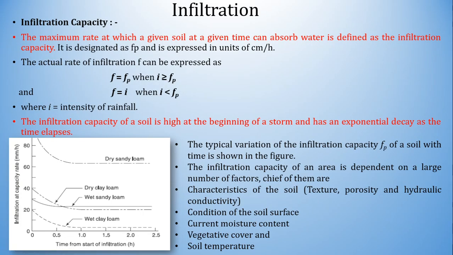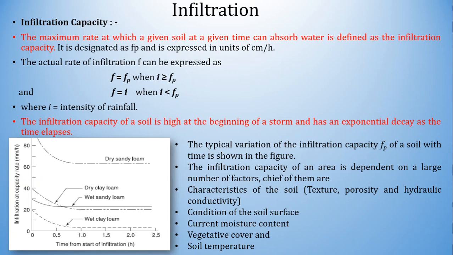So to find out the infiltration capacity, let us see: the maximum rate at which a given soil at a given time can absorb water is defined as infiltration capacity. I will repeat it. The maximum rate at which a given soil at a given time can absorb water is defined as infiltration capacity. It is designated as Fp and is expressed in units of centimeter per hour.